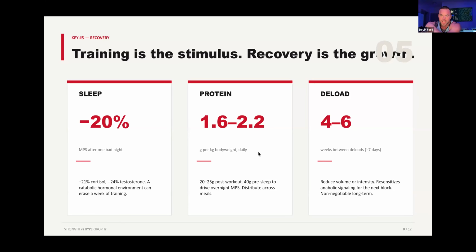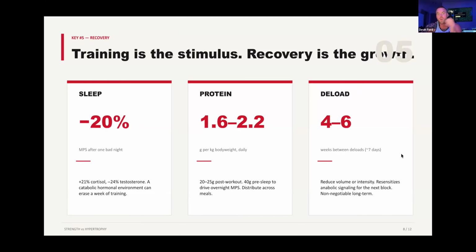Protein, another big one. If you're not getting enough protein, this can also hugely negatively affect your muscle protein synthesis. This is even more dramatic than sleep, I would say. I wish I had it on here from the research sites. I want to say it's probably at least 20 to 40%. It can make a big difference.